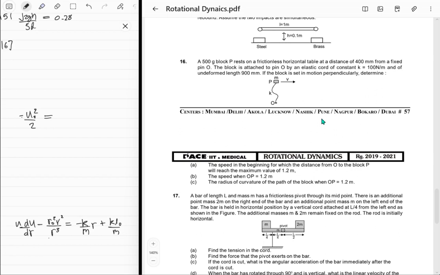But I don't get it. How else would these people solve for a speed in the beginning for which the distance from O to P will reach the maximum value of 1.2 meter? How would you do it? I'm going to do it like that because I think that's the way to do it. Minus u naught squared upon 2 is equal to negative r naught squared b squared upon 2, and then you put 1 upon r squared minus 1 upon l naught squared.